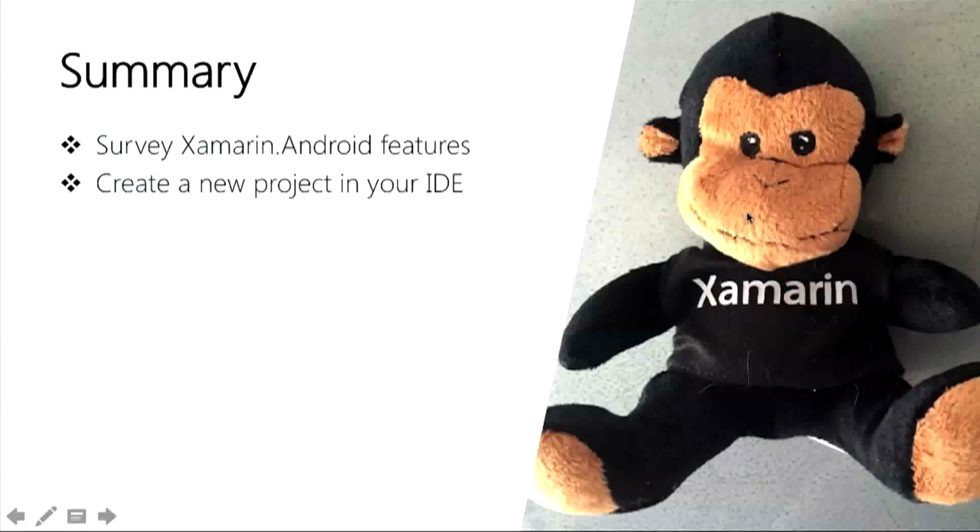In this first objective, we surveyed the features that you can use to build a Xamarin.Android app. So we looked at the languages, libraries, and development environments that are available. And then we created a new project. We did it using Xamarin Studio, but similar steps are available in Visual Studio.